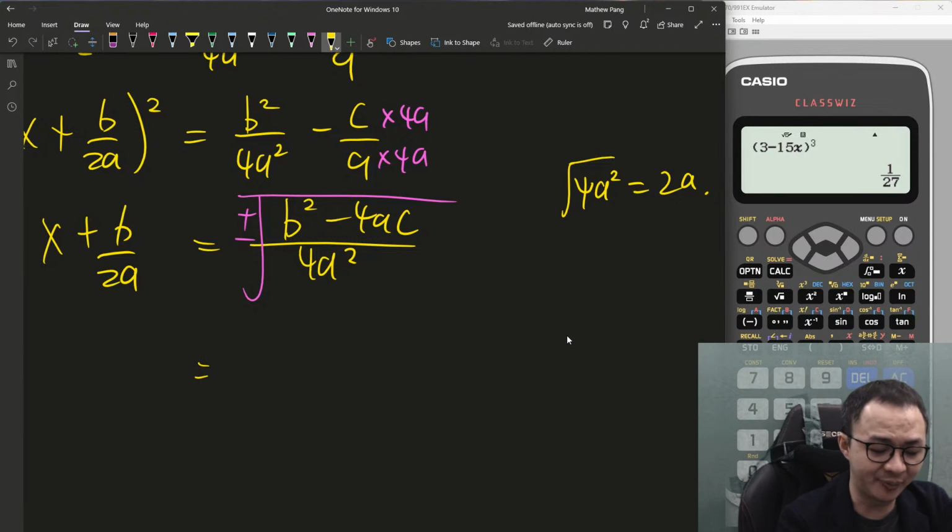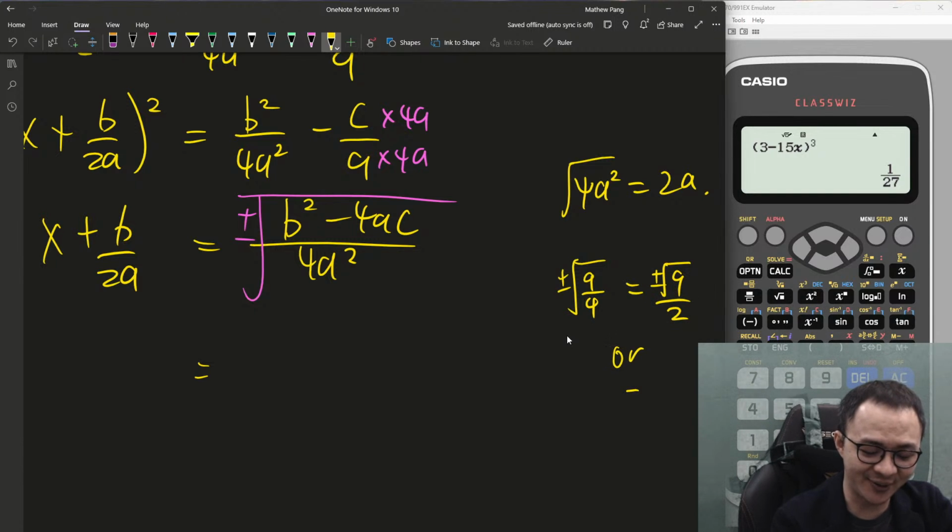So example, some students might not understand. So let's say this one is plus minus 9 over 4. I can say this one is square root of plus minus 9 over 2. Or I can say this one is 3 over square root plus minus 4. So you get the idea.